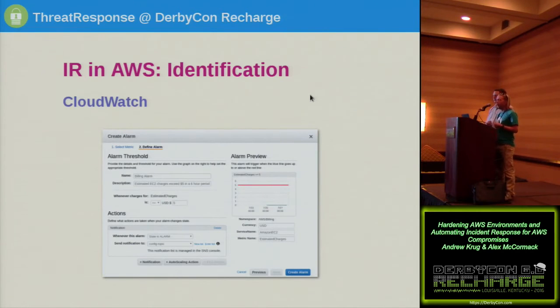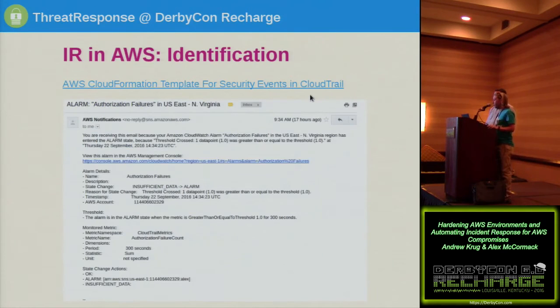Config rules take in all of the information about all the states of items in your account. So it can take up to 4 minutes for a configuration item to kick off an alert, where CloudWatch is going to notify you in probably 90 seconds or less that something's gone wrong. So you have much less time that an attacker is persisting in your account if you use CloudWatch events to create alarms.